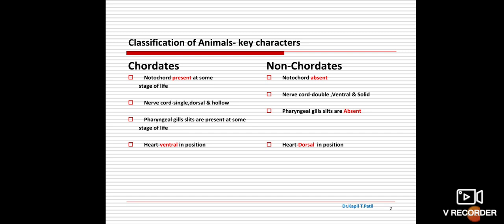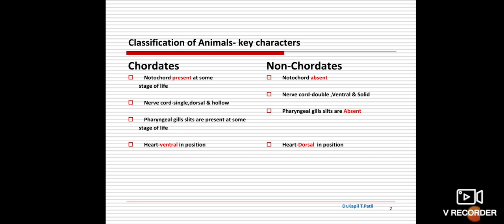In some lower chordates like urochordata and cephalochordata, the notochord continues throughout life and is not replaced by the vertebral column. And on the other side, the nerve cord is situated just above the notochord and derived from the ectoderm, and its main function is coordination.